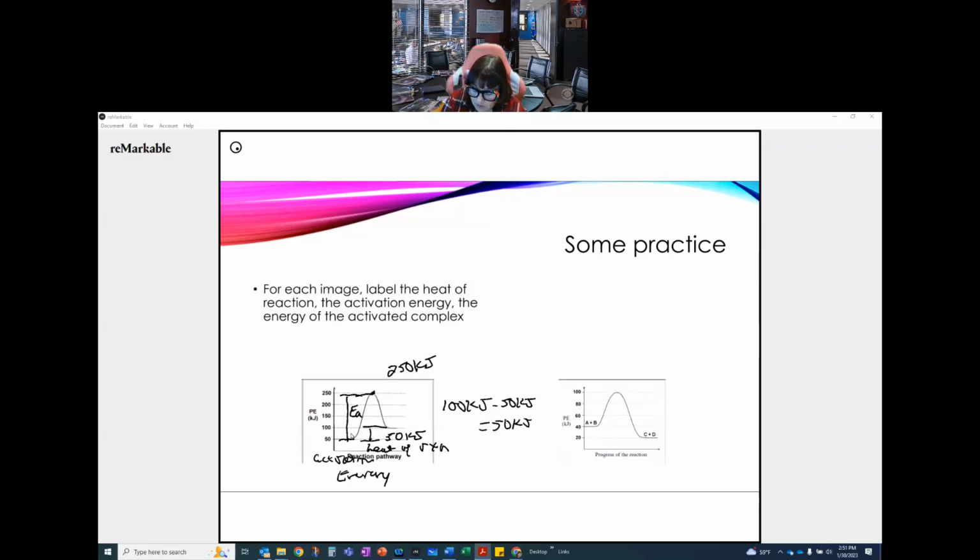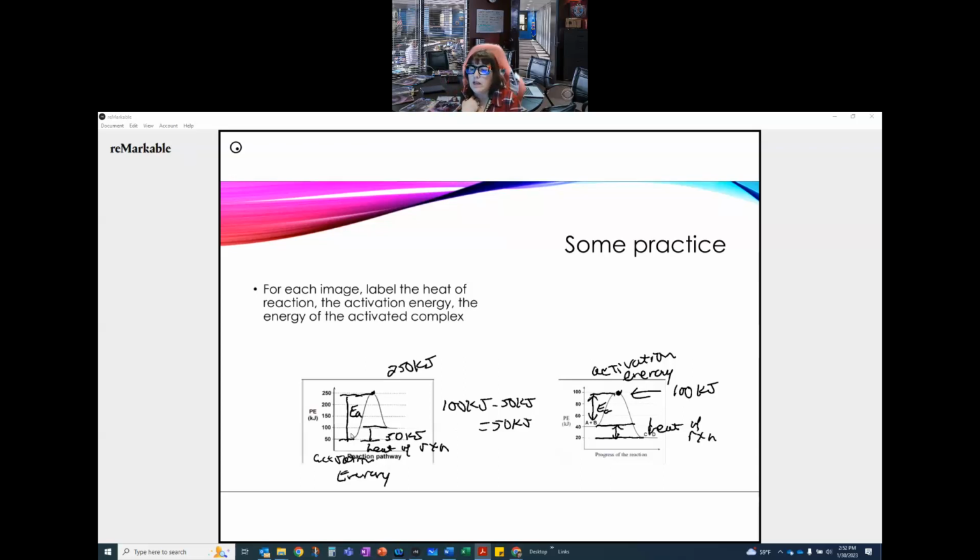So heat of reaction for this second one, we're talking about the difference here to here. And that's the heat of reaction. When we talk about the activation energy, that's the difference here to here. We call that EA, so that's the activation energy. And the energy of the activated complex, here, that number is approximately 100 kilojoules. So the energy at that peak, okay?